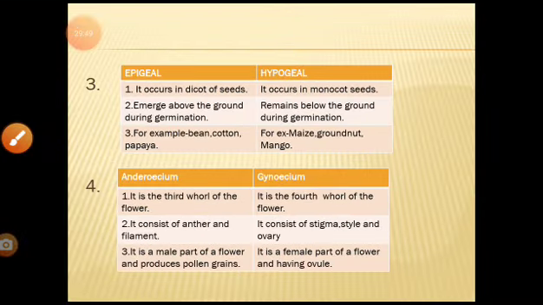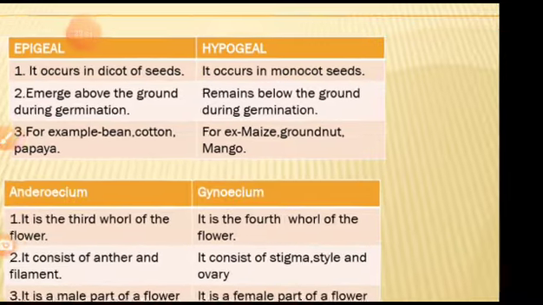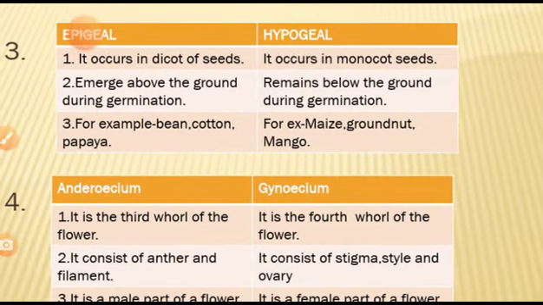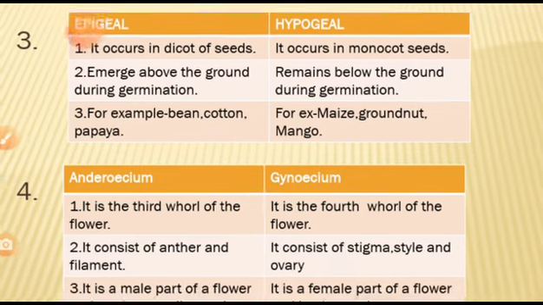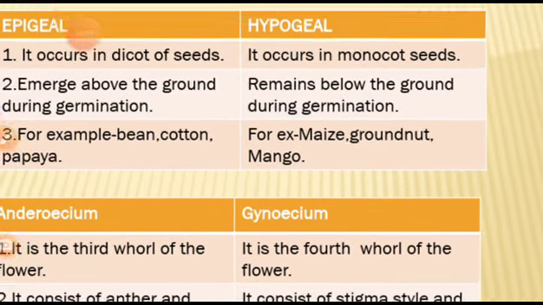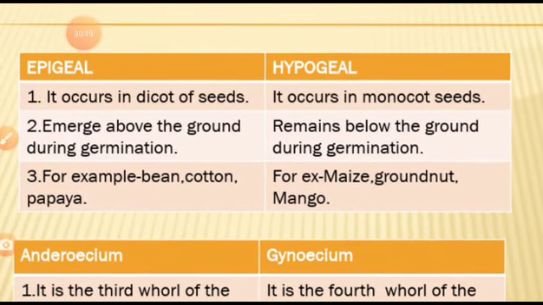Now the next is epigeal and hypogeal germination. First, epigeal occurs in dicot seeds. Hypogeal occurs in monocot seeds. Second, in epigeal, the cotyledons emerge above the ground during germination. In hypogeal, they remain below the ground during germination. Third, for example, bean, cotton, papaya. For example, maize, groundnut, mango.